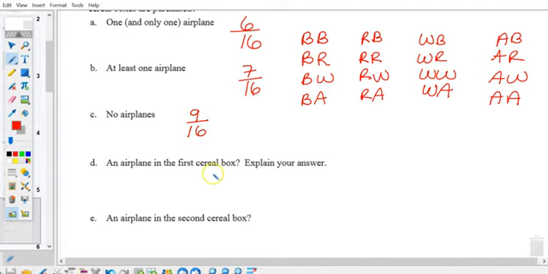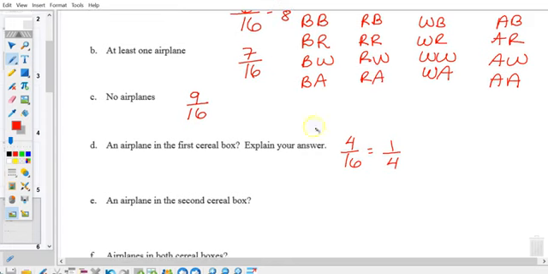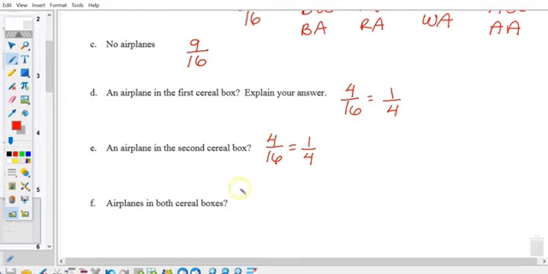An airplane in the first box, so that is 4 out of 16. Could also reduce that. Could reduce this one too. An airplane in the second box, that is 4 out of 16 here, which reduces. And an airplane in both is just 1 out of the 16 events.